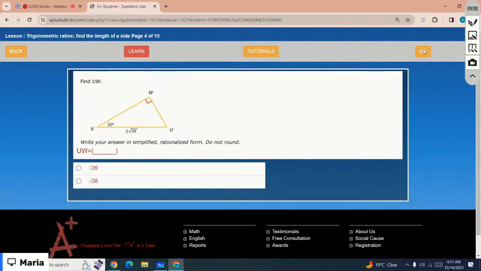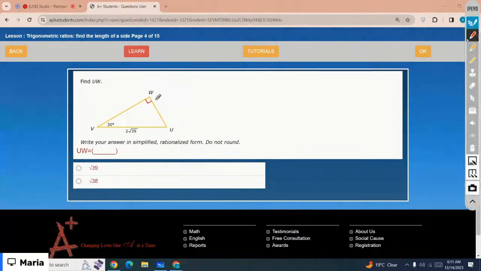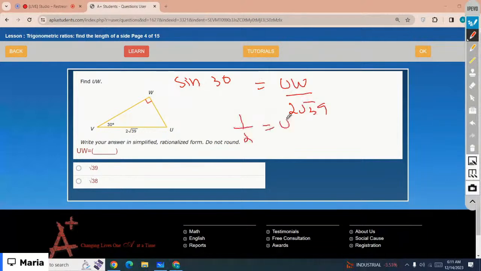You need to calculate the UW, right? That means you have to calculate sine 30, because sine 30 equals UW divided by 2 square root 39. And in a special triangle, sine 30 equals 1 over 2. So that is UW divided by 2 square root 39.